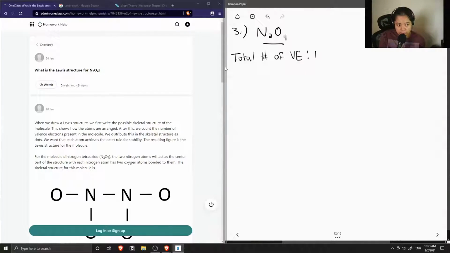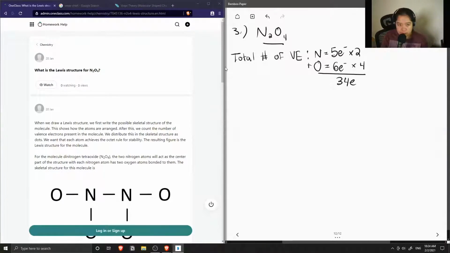So nitrogen has 5 valence electrons, and since there are 2 nitrogen atoms, we multiply this by 2. And oxygen has 6 valence electrons, and we multiply this by 4. So this gives us a total electron count of 34 electrons.